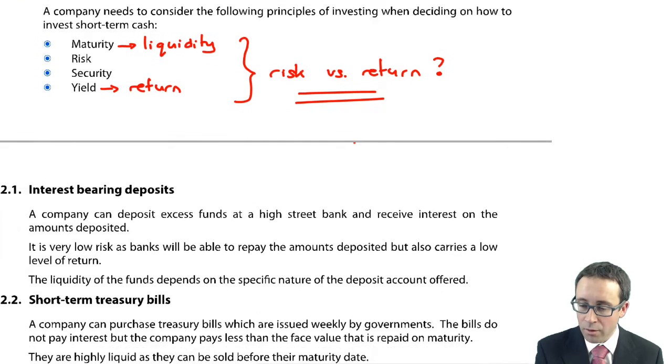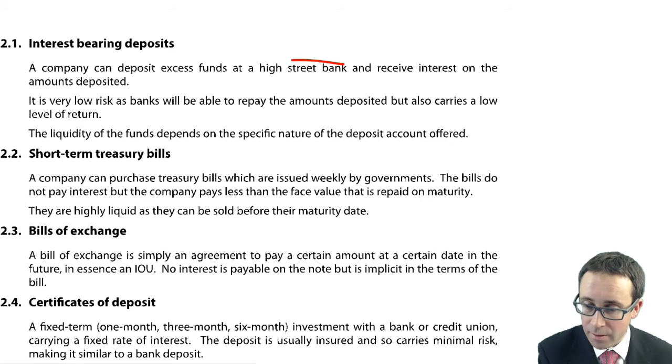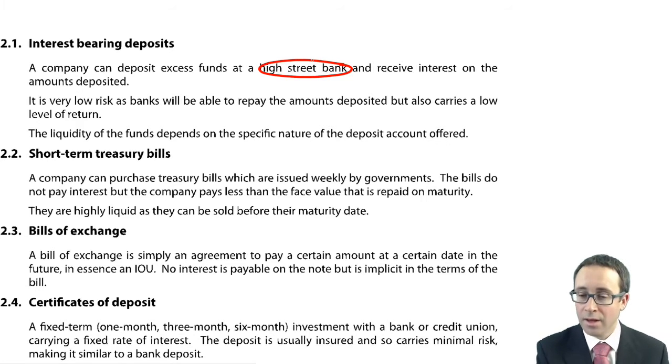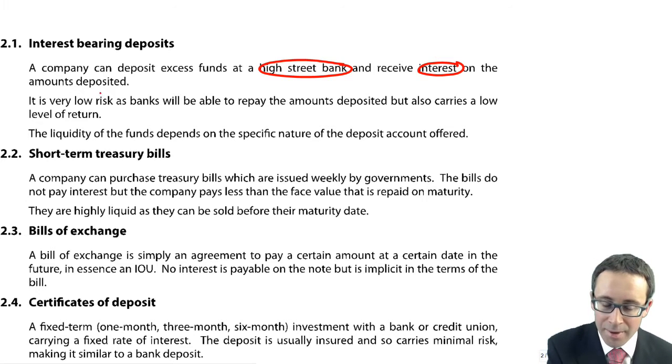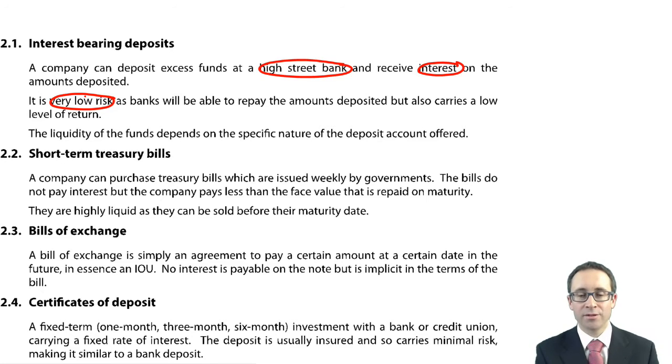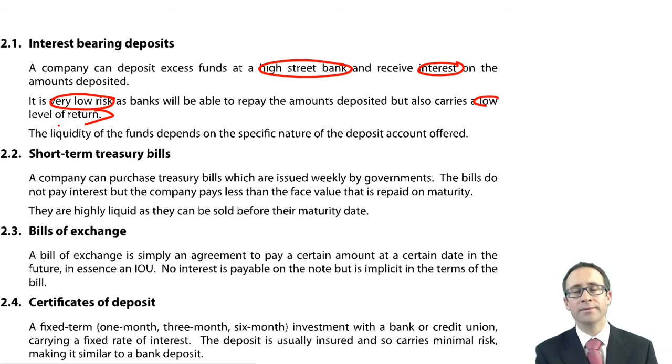So what have we got? What are the ways in which we can go through and make our investments? First one that you've got there are your interest-bearing deposits. Okay, essentially, you take your money and go to the bank. You receive interest on the money that you have deposited. As it is a bank, it is very low risk. You will expect to receive that cash, but as it's low risk, it is also a low level of return.